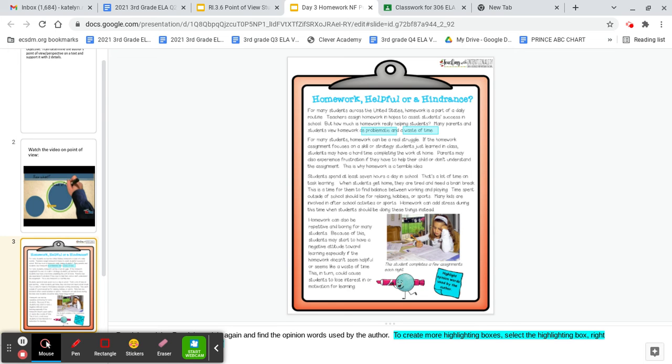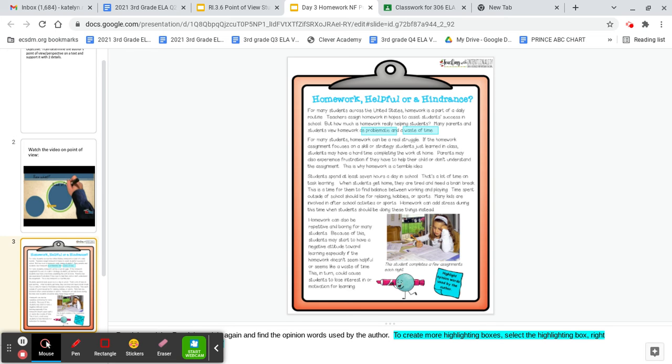For many students across the United States, homework is a part of a daily routine. Teachers assign homework in hopes to assist students' success in school. But how much is homework really helping students? Many parents and students view homework as problematic and a waste of time.